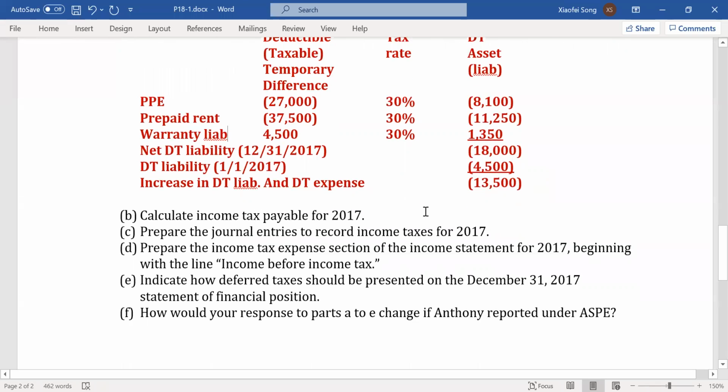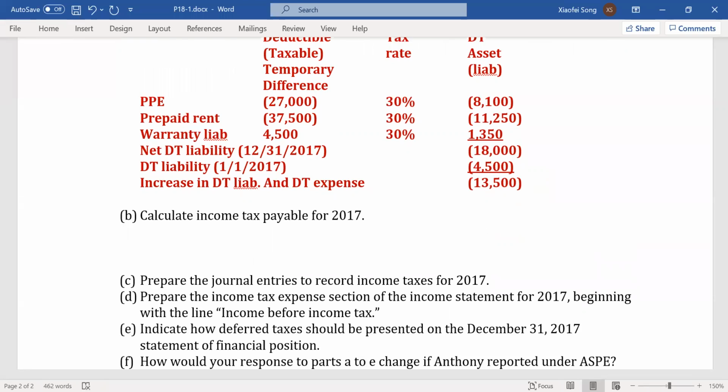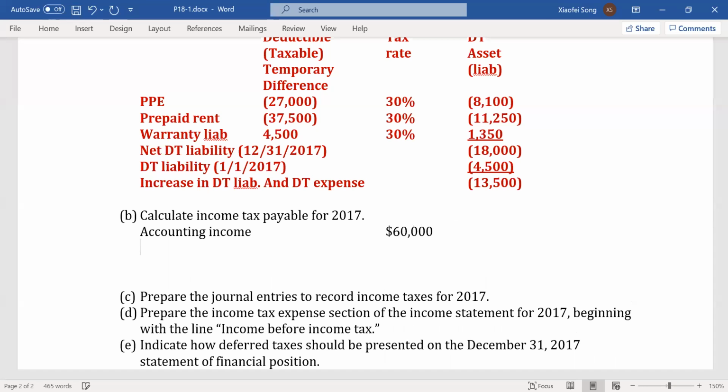Calculate income tax payable. This is probably all I can do today, so I'll be happy to get this done, right? So accounting income for the year is what? We're given that accounting income is 60,000. So many differences. Let's do the permanent differences first.